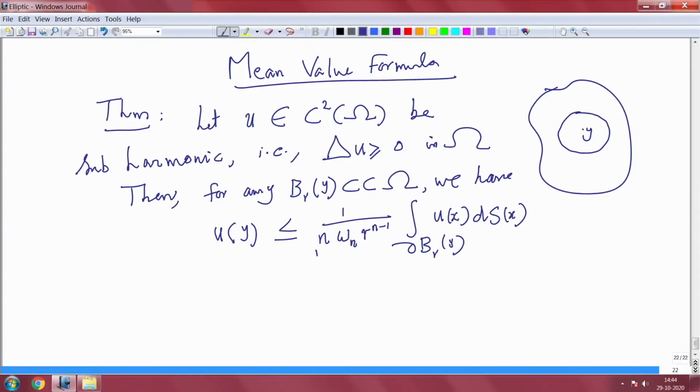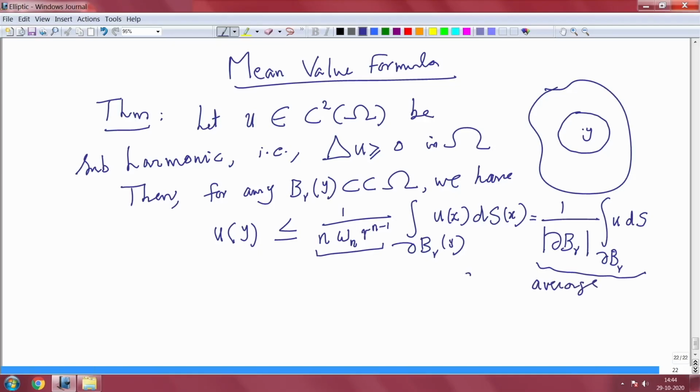This is nothing but the surface area. So, this is nothing but the average, 1 over the modulus of dBr times the integral over dBr of u ds. This is nothing but the surface average. This is 1.